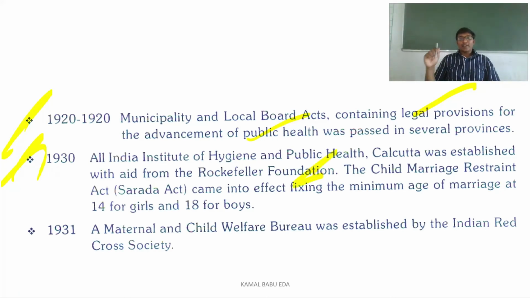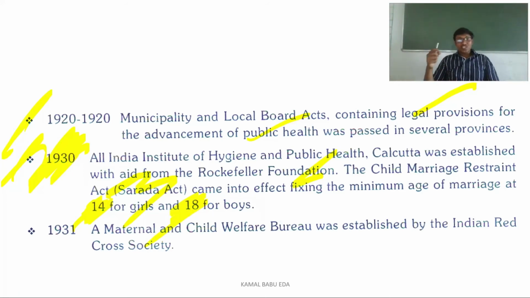And the Child Marriage Restraint Act, which is also called the Sarda Act, came into existence. So in the year 1930, this was the year they fixed the marriage age. The marriage age for girls is 14 and the marriage age for boys is 18.